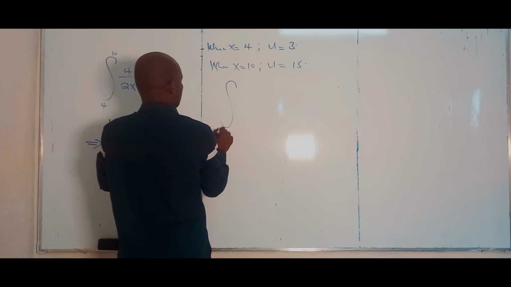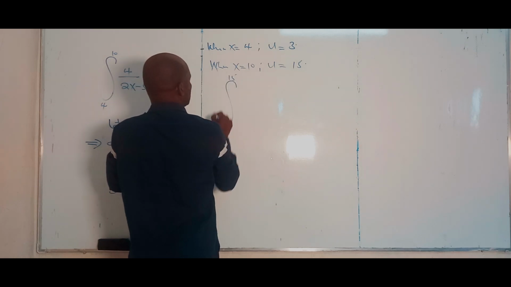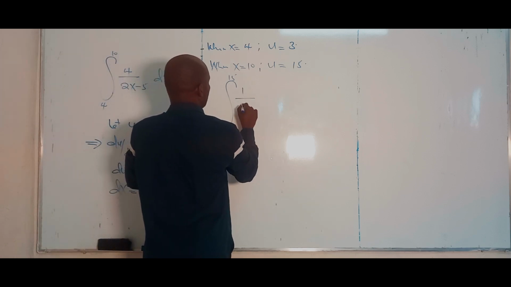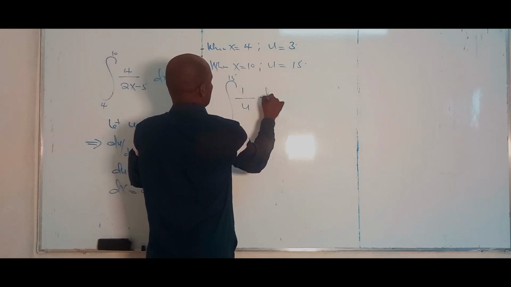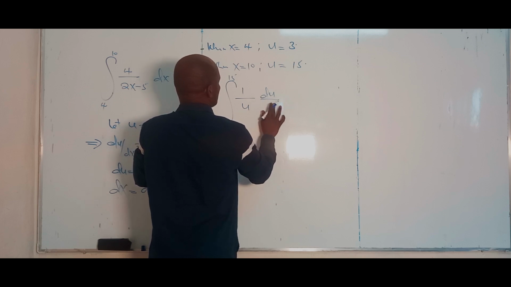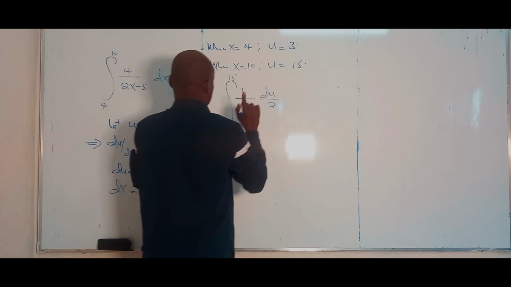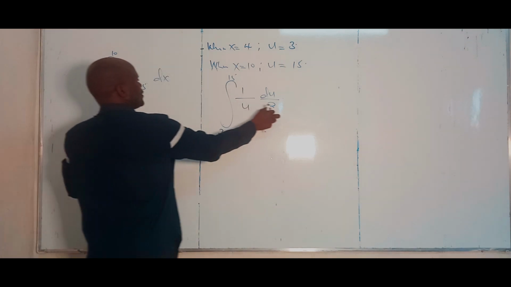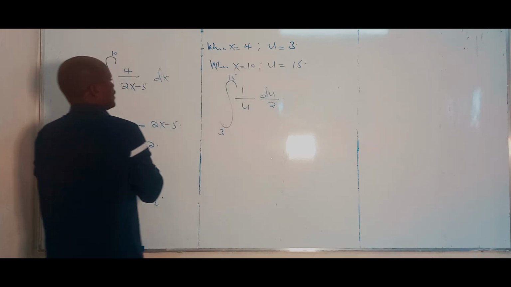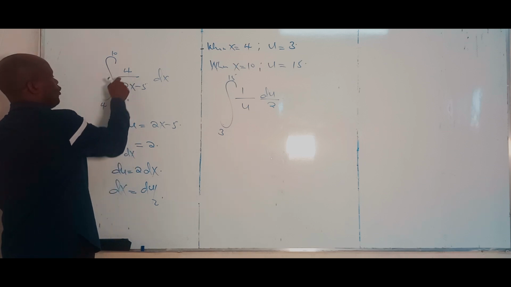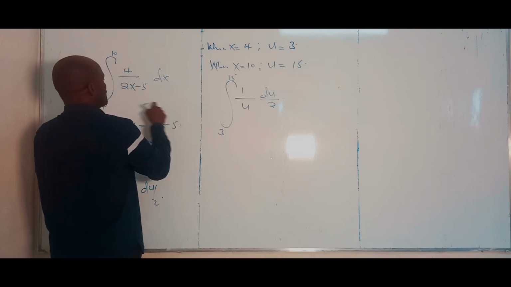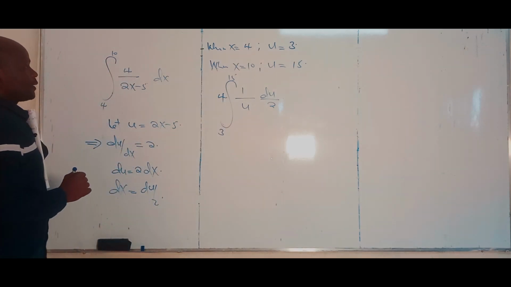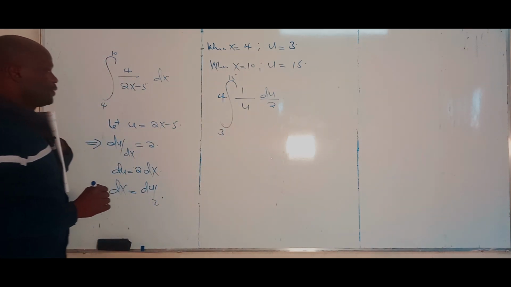So I can say from 3 to 15, and now I'm talking about du. So I have 1 over u, du over 2. Since dx is now du over 2, and 4 over this, because this is u, I need 4 outside there. That's what I have for that.